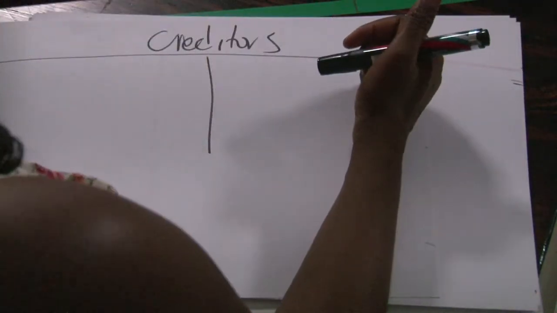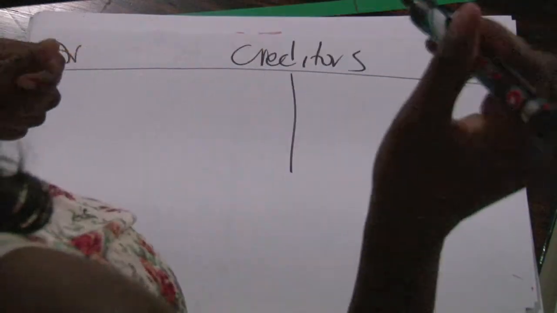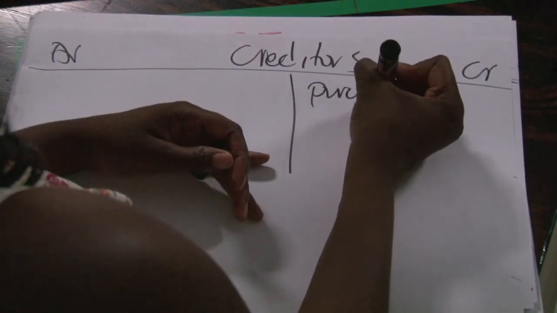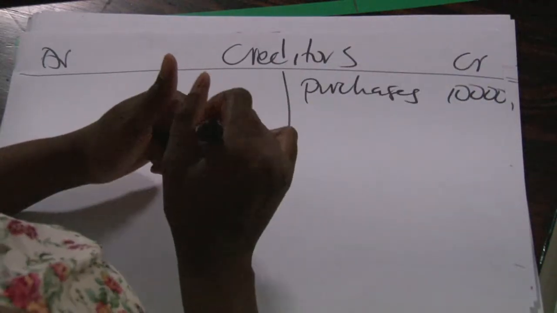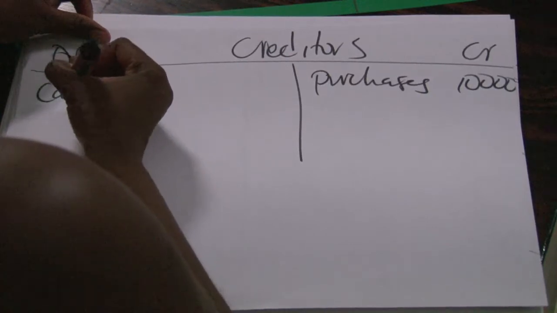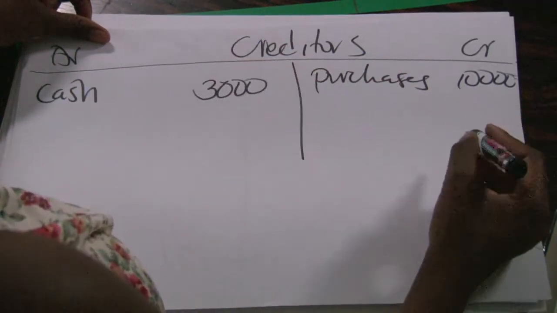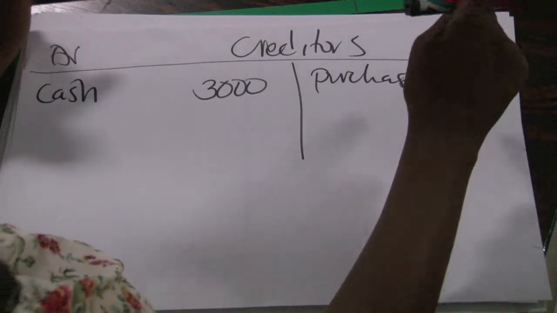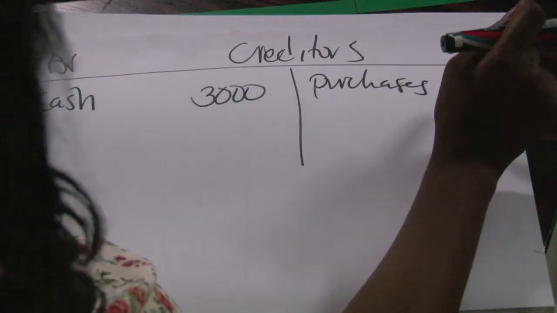When we buy goods from our supplier on credit, we record purchases 10,000 on the credit side. Later when we decide to pay off some of our suppliers, say cash, let's say for example we only pay off 3,000. See, our creditors are increasing on the credit side and they decrease on the debit side.